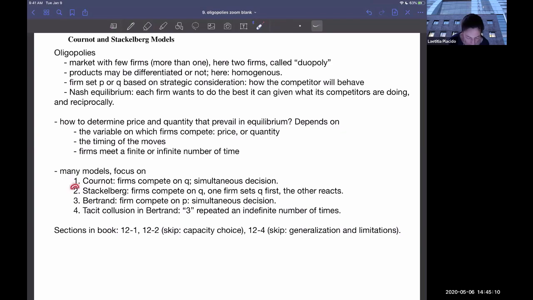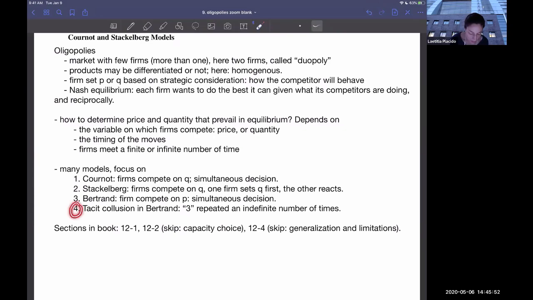Then we'll move to the Stackelberg model. In the Stackelberg model, firms compete in quantity, like in the Cournot model, but one firm is going to set the quantity first, and the second firm is going to react to that. The third model will be the Bertrand model. With the Bertrand model, firms compete in price and not in quantity, and they're going to decide simultaneously. Both firms are going to decide at the same time what will be the price of their product.